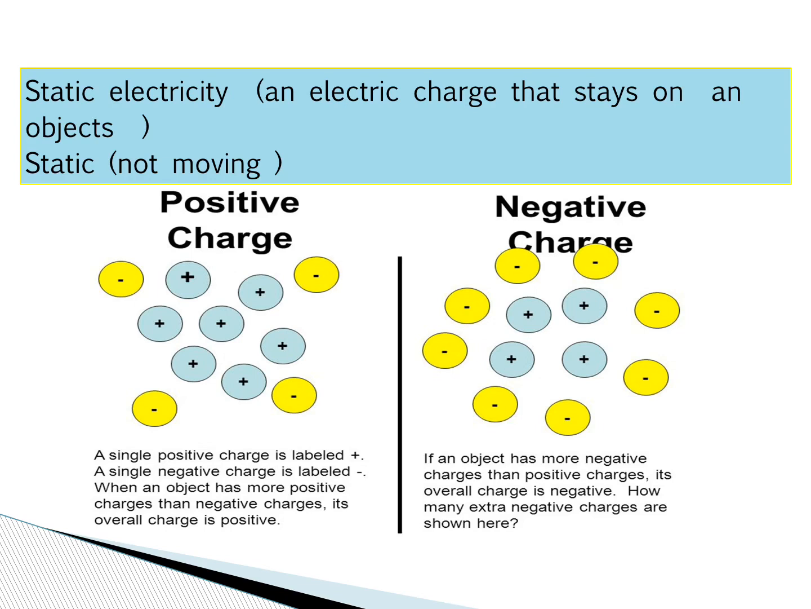How can we say that this is a positive charge while this one is a negative charge? Look at the picture in front of you. A single positive charge is labeled positive. A single negative charge is labeled negative. When an object has more positive charge than negative charge, its overall charge is positive. So if it has more positive charge, then it is positive. While if an object has more negative charge than positive charge, its overall charge is negative.